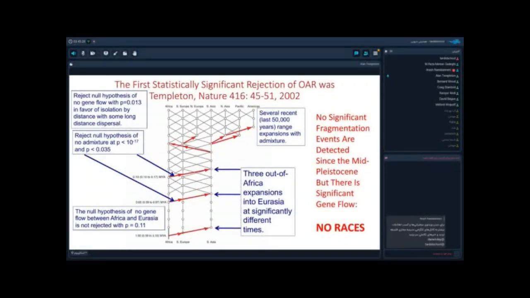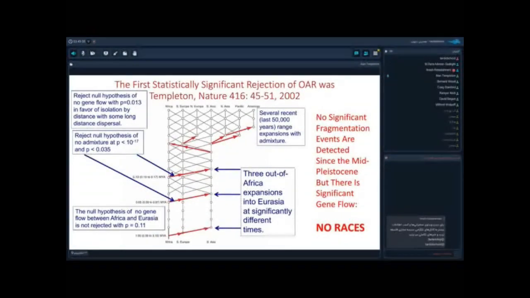There was a lot of debate about the out-of-Africa model and the multi-regional model. And the first statistically significant rejection of the out-of-Africa replacement model was in a paper that I published in Nature in 2002. And this was before the ancient DNA data came out. So this was using a technique called nested clade phylogeographic analysis, which looked at areas of the genome that had low recombination where you could construct haplotype trees.